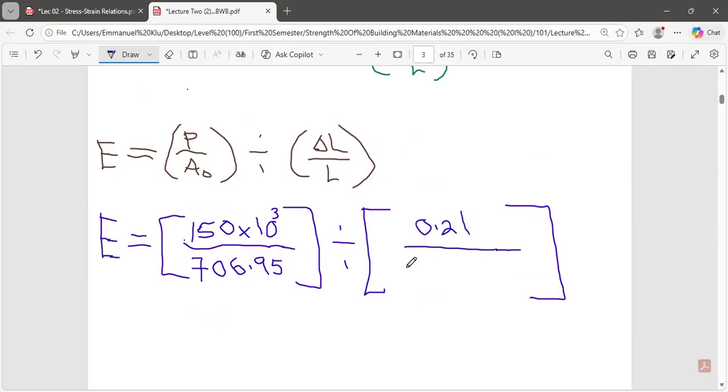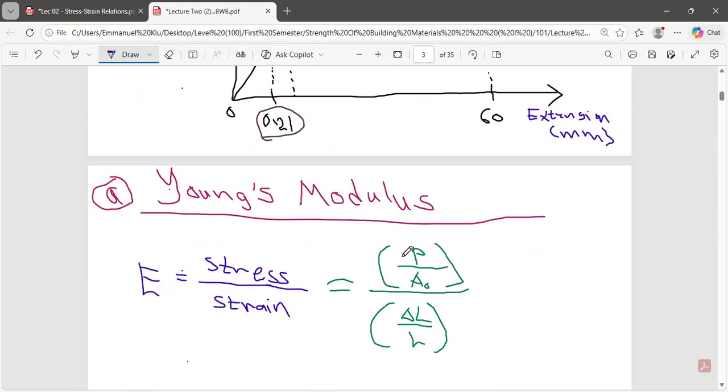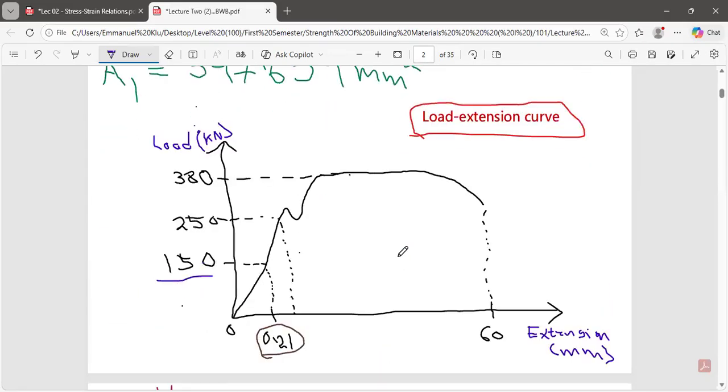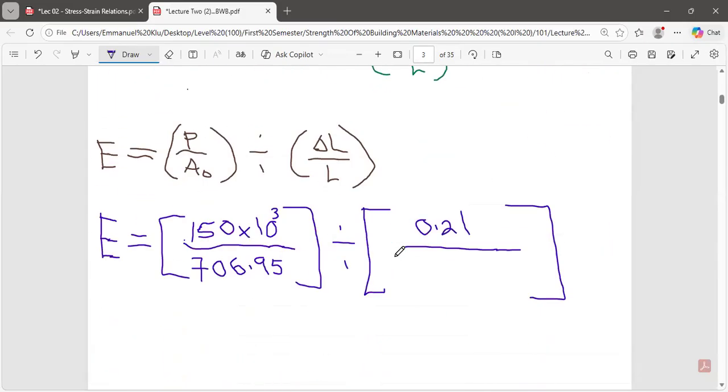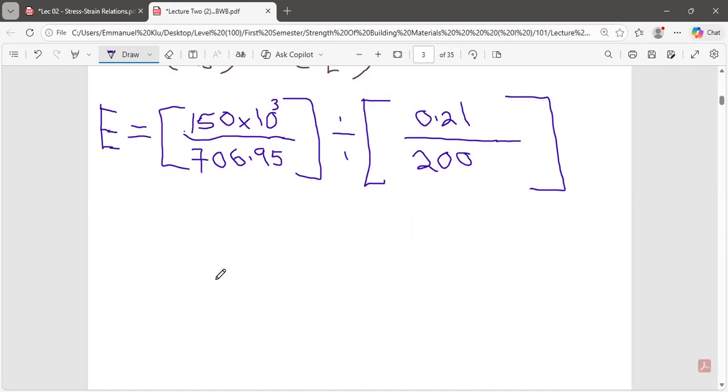0.21 as you are seeing, all over the original length or the gauge length. We say the gauge length is the same as the original length, and that was 200 as I showed you earlier. Take note of some of these things. From this stage it's just a matter of punching. Quickly punch this into your calculator and tell me the answer.